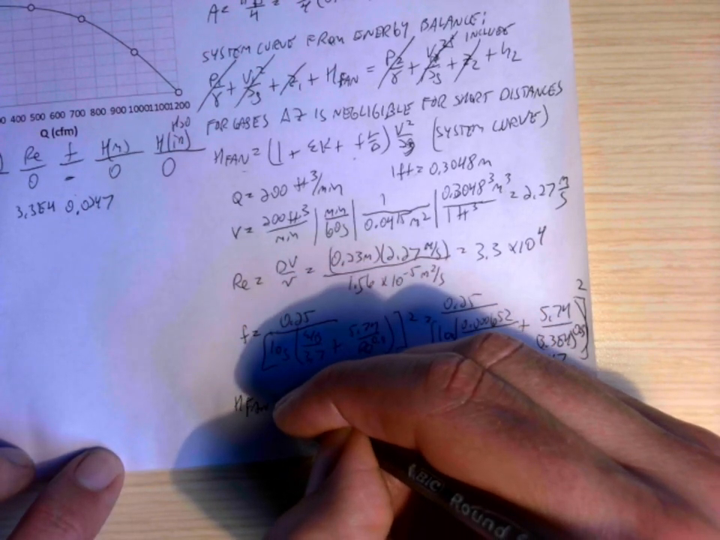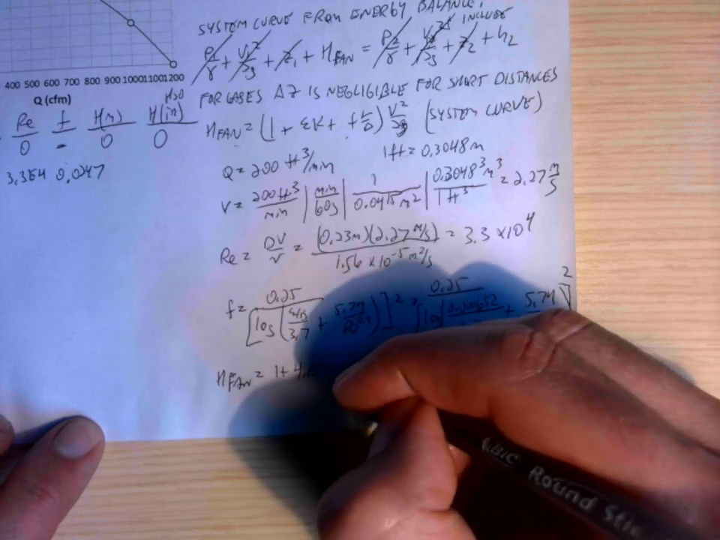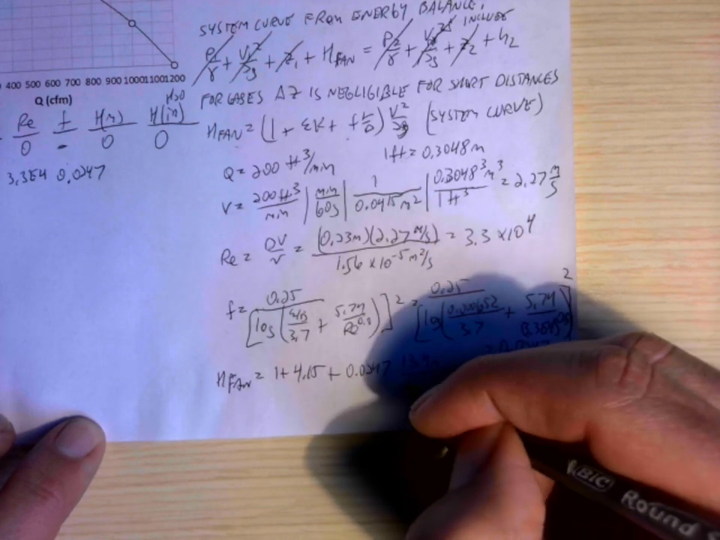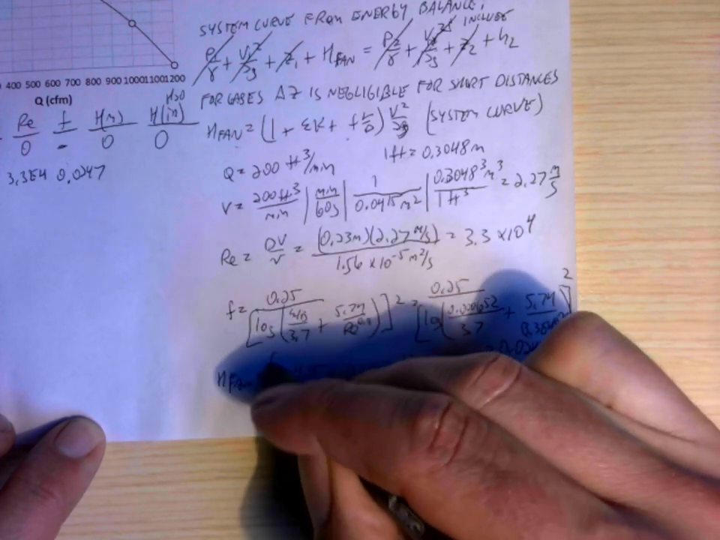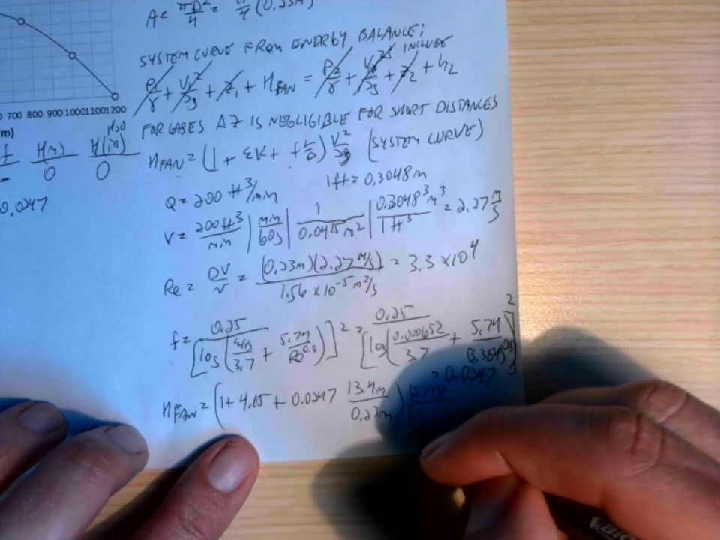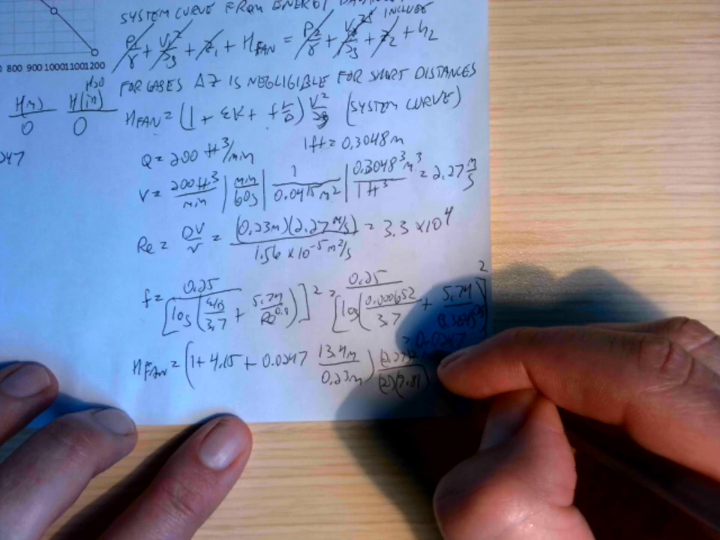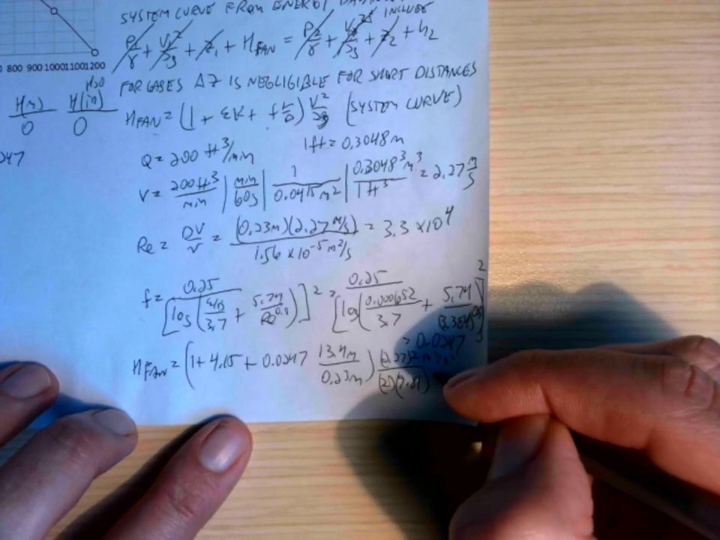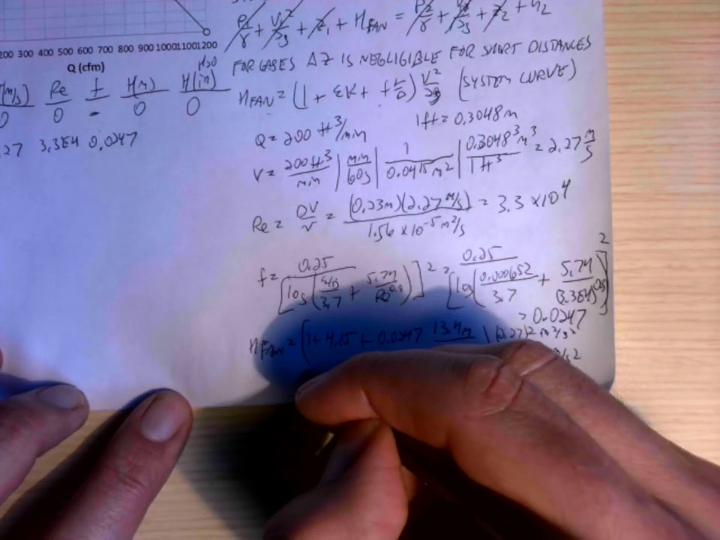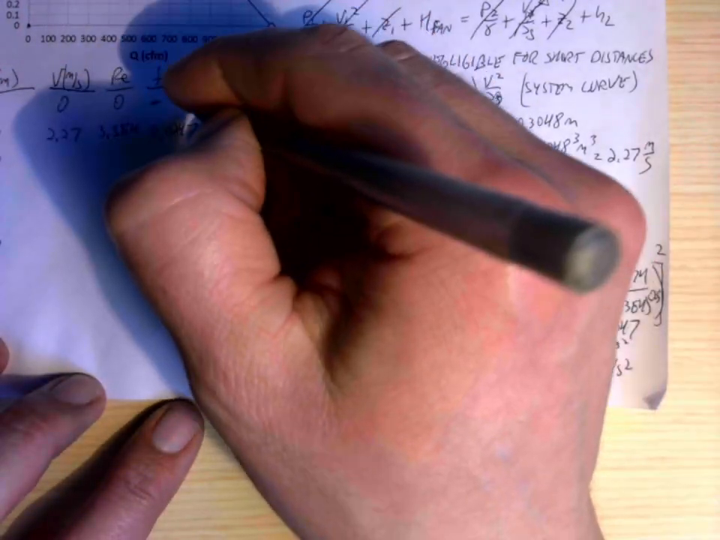is equal to 1 plus 4.15 plus 0.0247, and then the length is 13.4 meters over 0.23 meters, and all of that times 2.27 squared divided by 2 times 9.81, and the units on that are going to be meters squared per second squared on the top, and then meters per second squared on the bottom. So the whole thing will come out to be 1.7 meters of air is the head, and that's, again, all this is in air units.